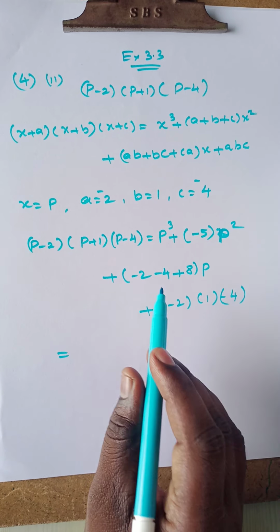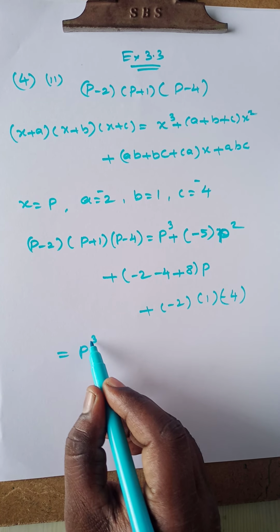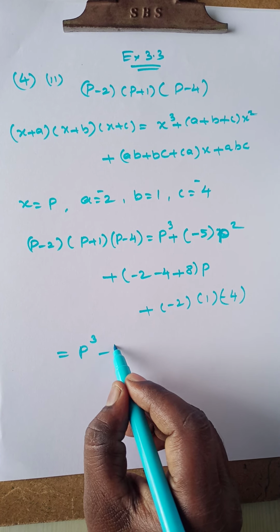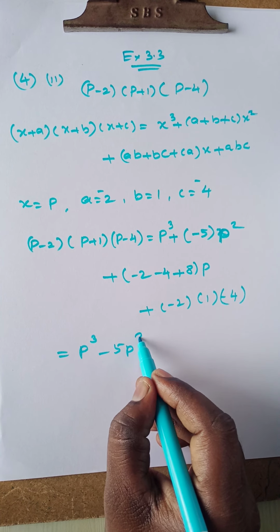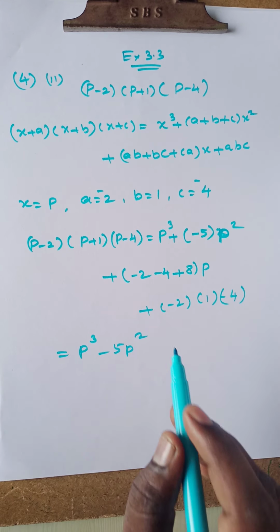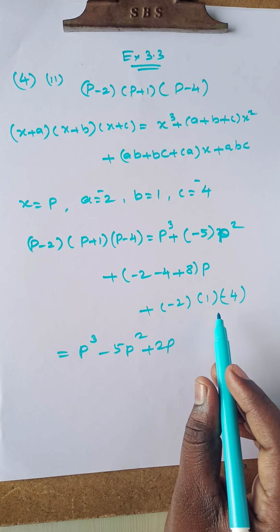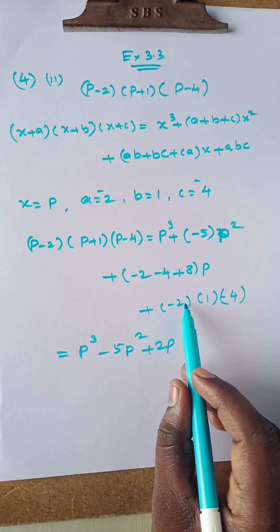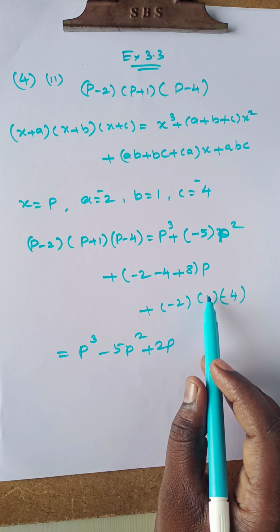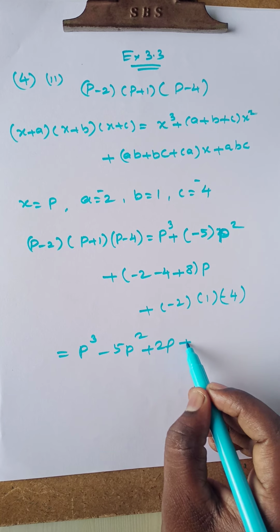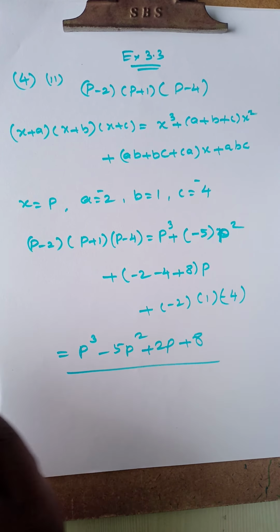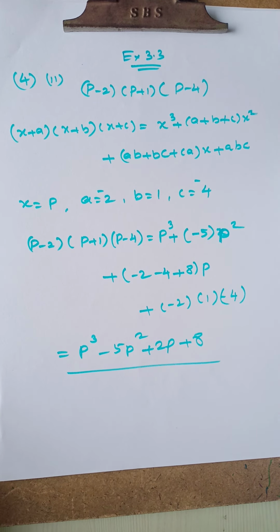Finally we can write p power 3 minus 5p square plus 2p, we should add this one, minus and minus plus, therefore 4 twos are 8, plus 8. So the answer is p cube minus 5p square plus 2p plus 8.